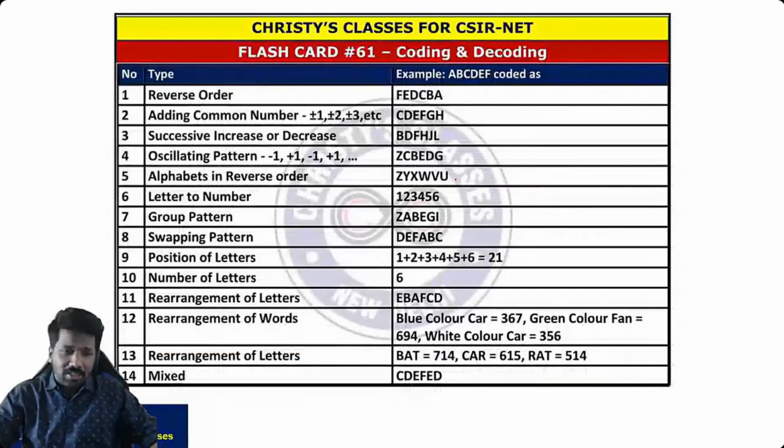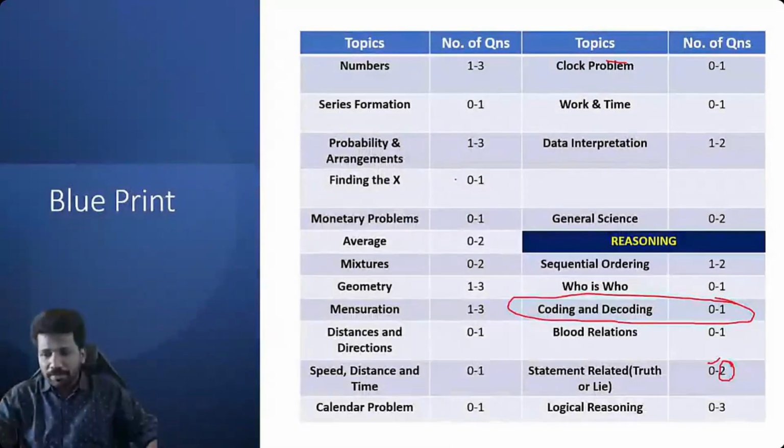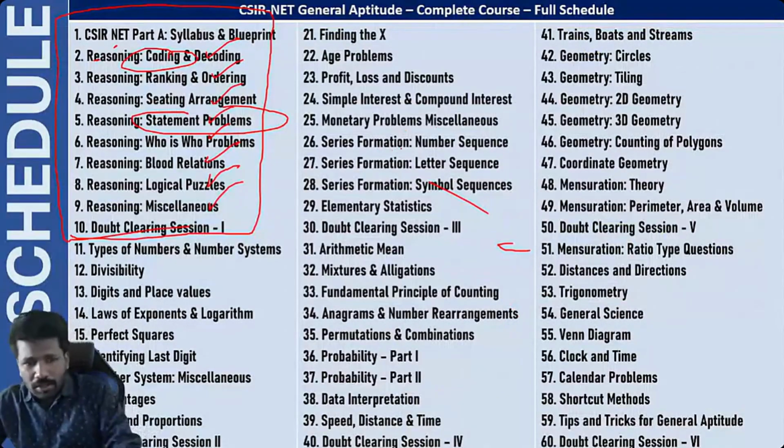So blood relation का question भी बहुत ही important है, interesting है. CSIR के लिए भी नहीं, GATE exam में भी blood relation बहुत ही important है. So blood relation से भी 0 to 1 questions आ सकता है. So that is blood relation.